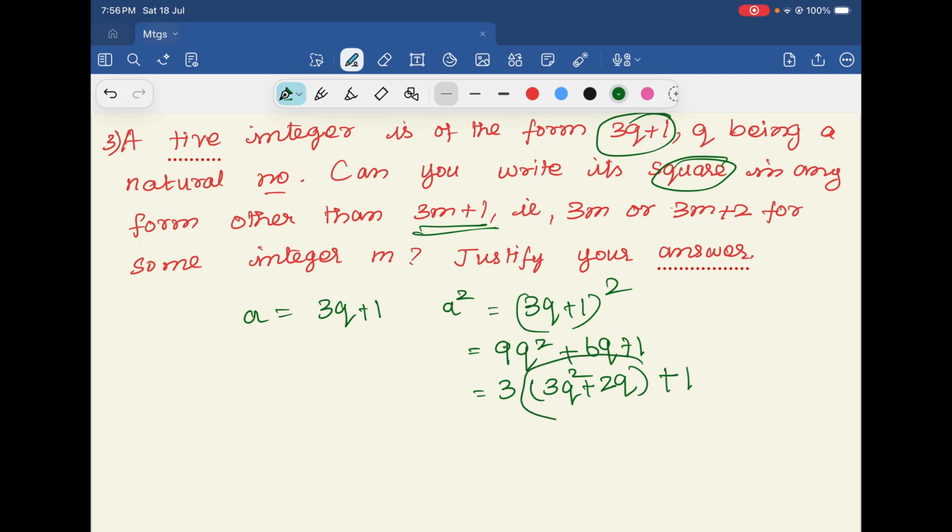Now I take this as m. So it is 3m plus 1. So it doesn't take the form 3m or 3m plus 2. We cannot write it in the form of 3m or 3m plus 2. Only we can write it in the form of 3m plus 1. So it is not possible.